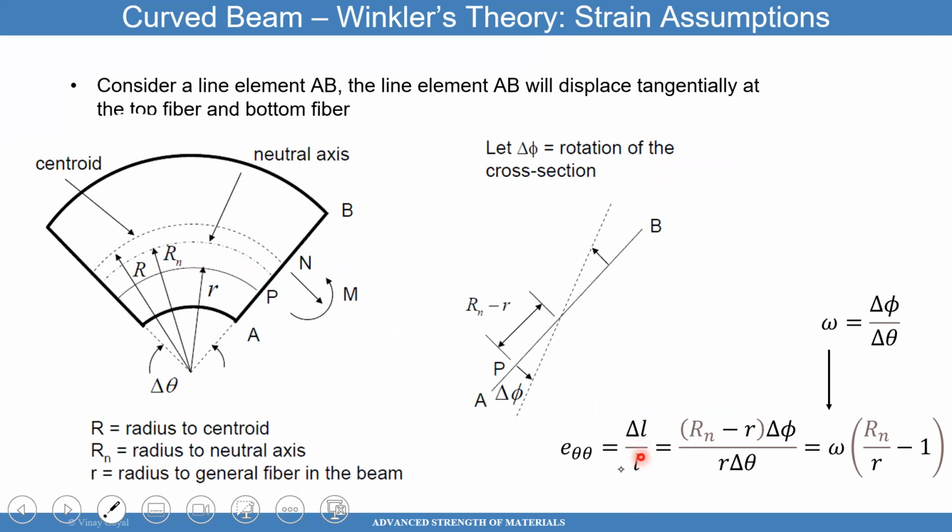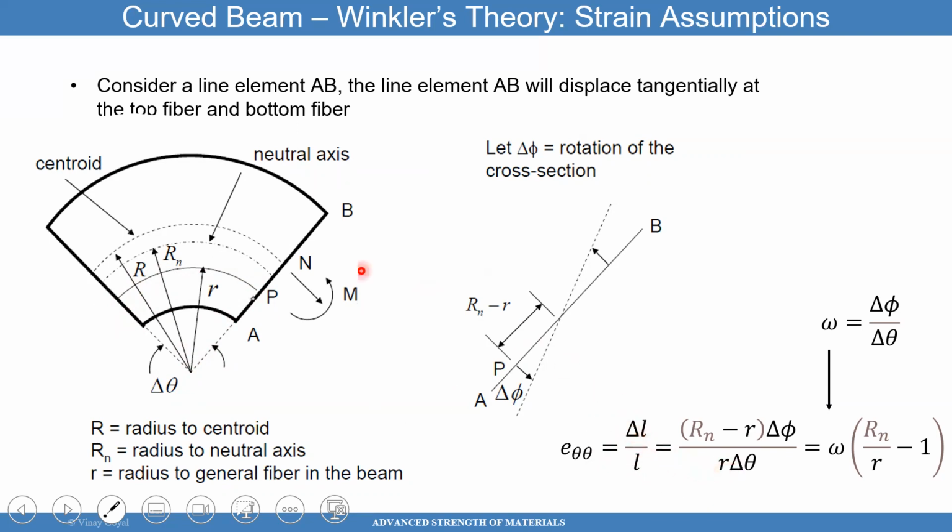What is the initial length of this? So it goes from here to here. So if I'm looking at location P, that length is R times delta theta. It has to be. The length from here to here is R times delta theta. That's just pure geometry. So that's the bottom here.